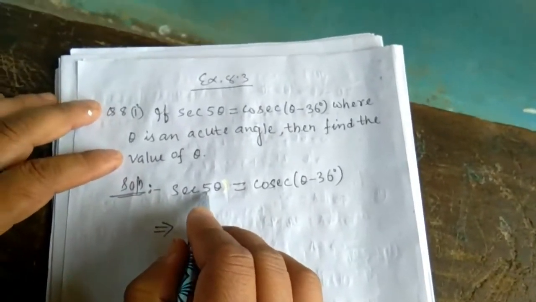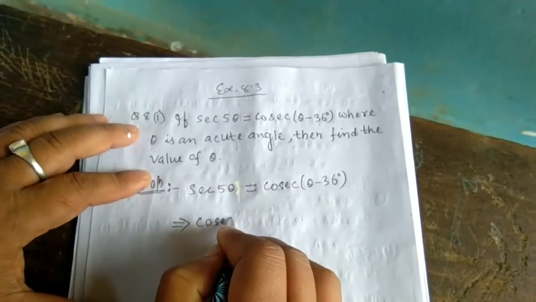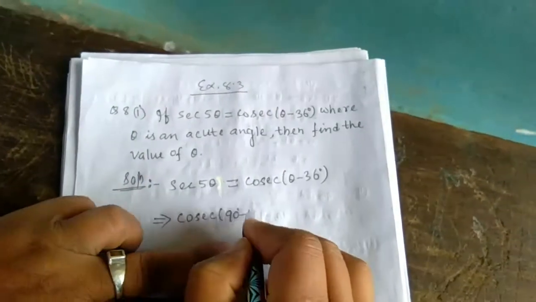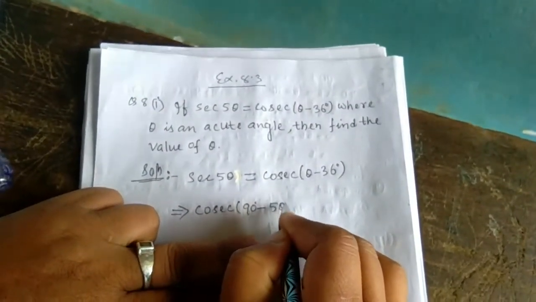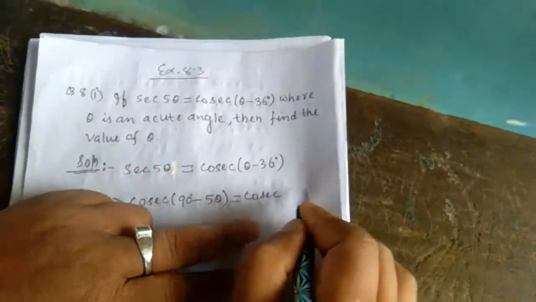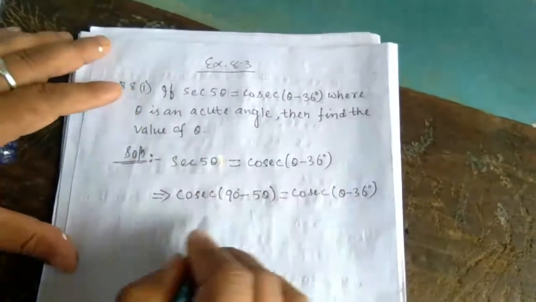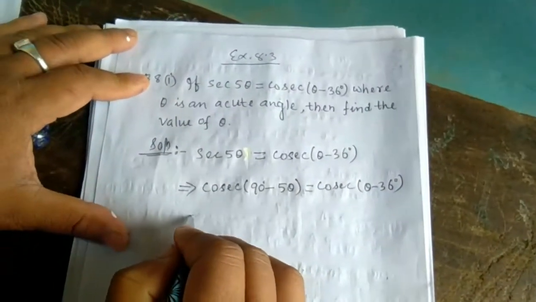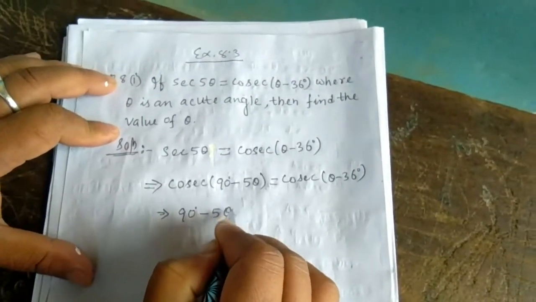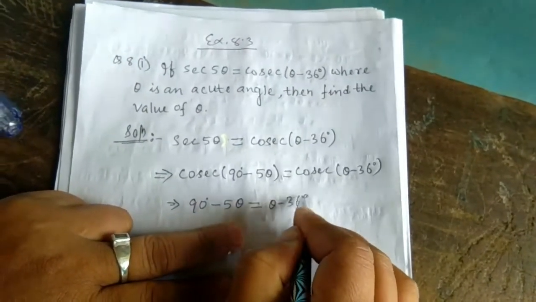So sec 5 theta, we will convert in terms of cosec. So we can write it like this: cosec (90 degree minus theta). Here theta means 5 theta. Equal to cosec (theta minus 36 degree). Cosec, just imagine from both sides it will cancel. 90 degree minus 5 theta will remain, equal to theta minus 36 degree.